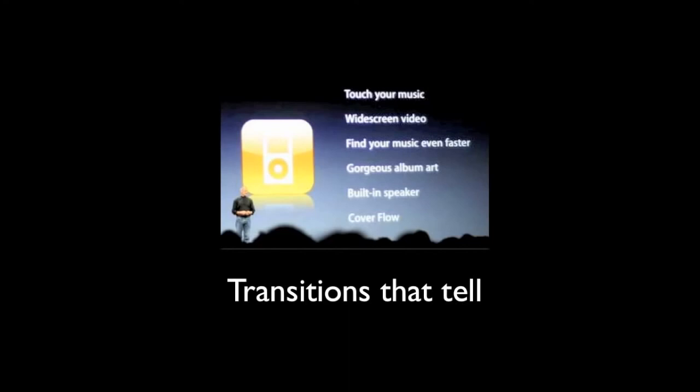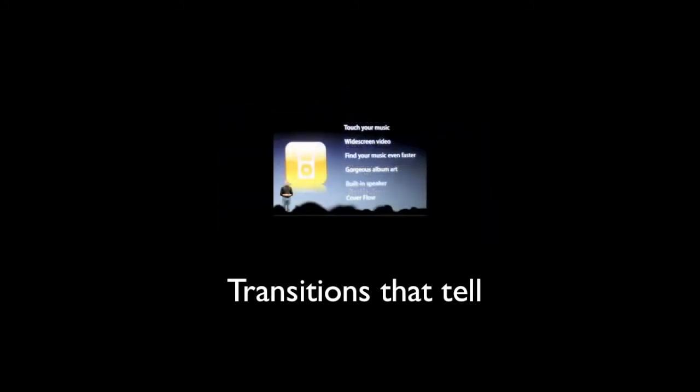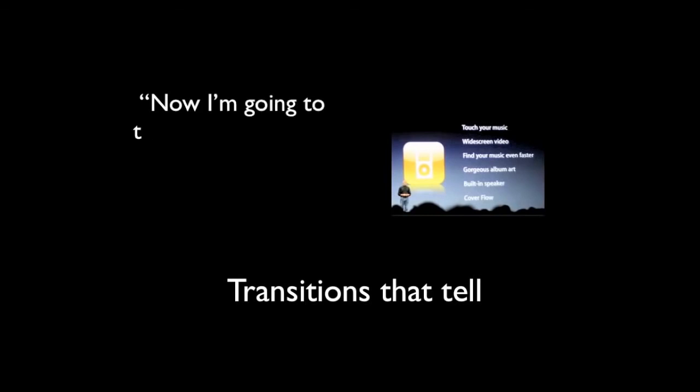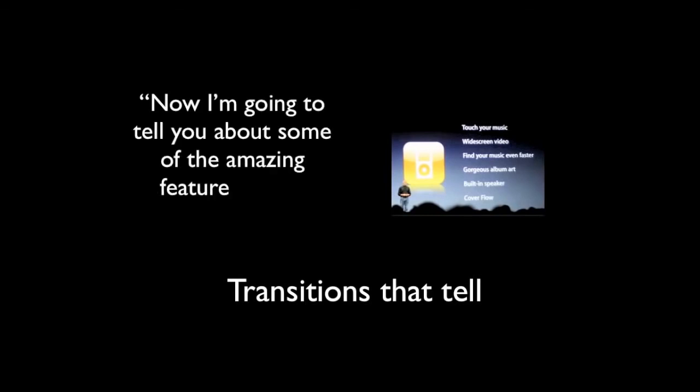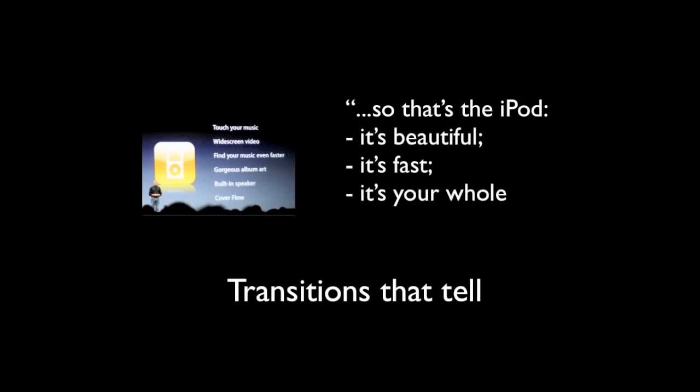Here is an Apple slide with quite a lot of text, but Steve Jobs would have used an informative transition to start. For example, now I'm going to tell you about some of the amazing features of the iPod. At the end of this section, he would have summarized. So that's the iPod. It's beautiful, it's fast, it's your whole music library in your pocket. Before you continue and move on in your speech, don't lose that key information.